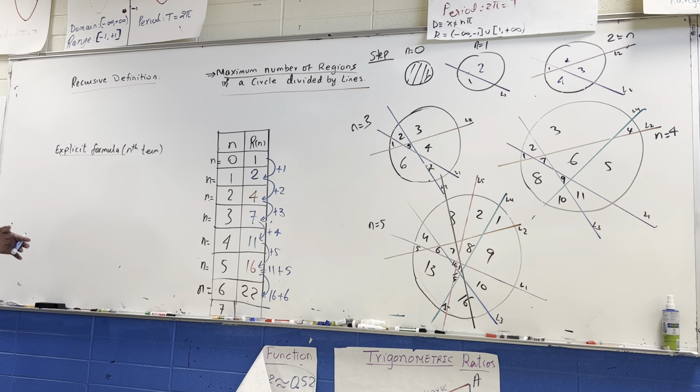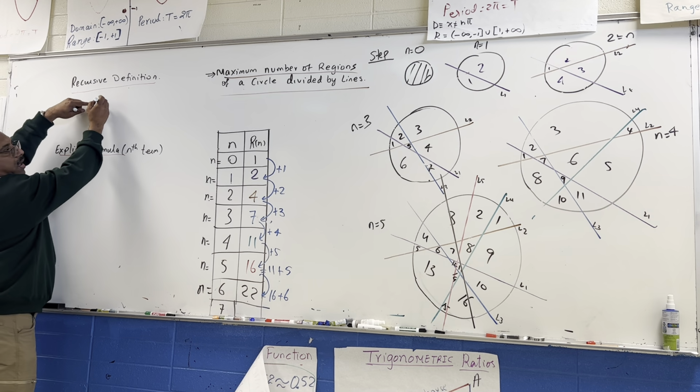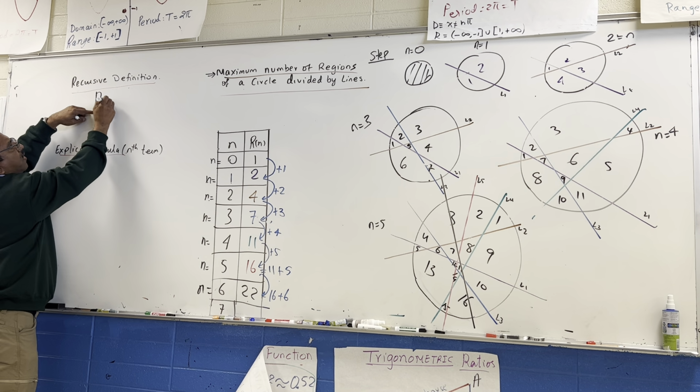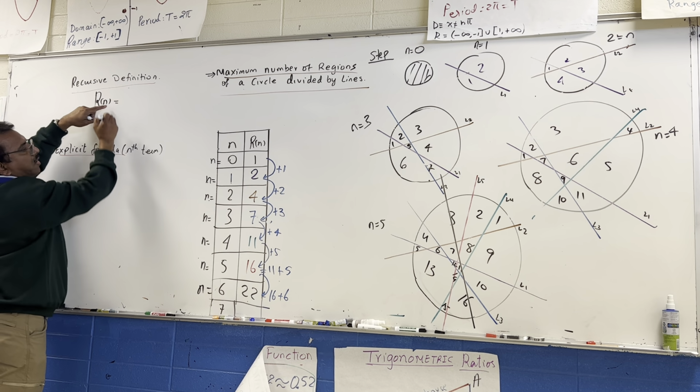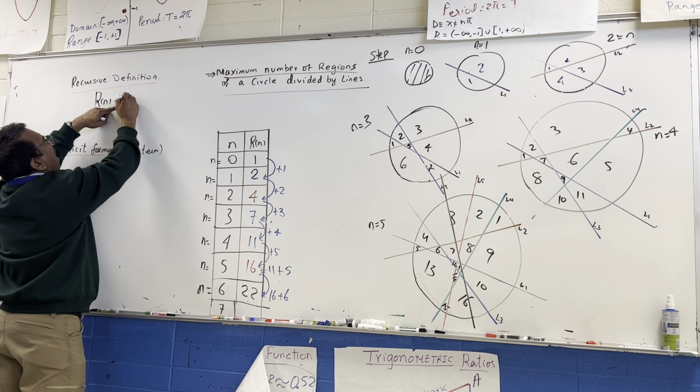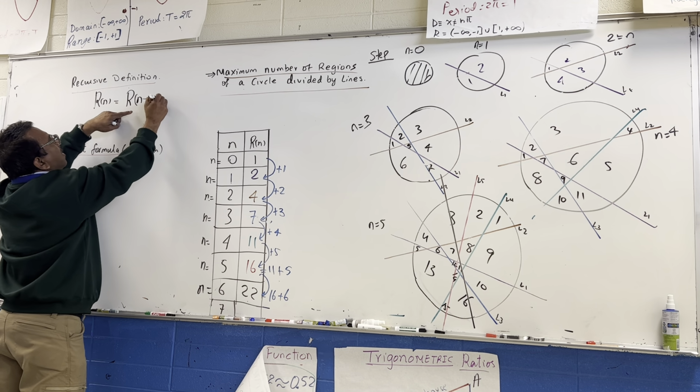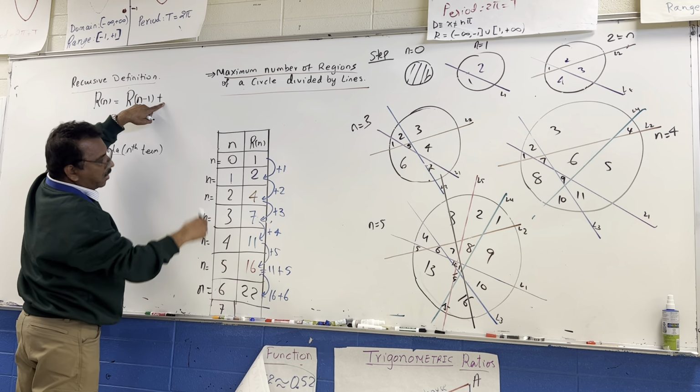So how do we write the formula? The number of regions r of n is the one before, r of n minus 1, plus the step number, whatever that is.